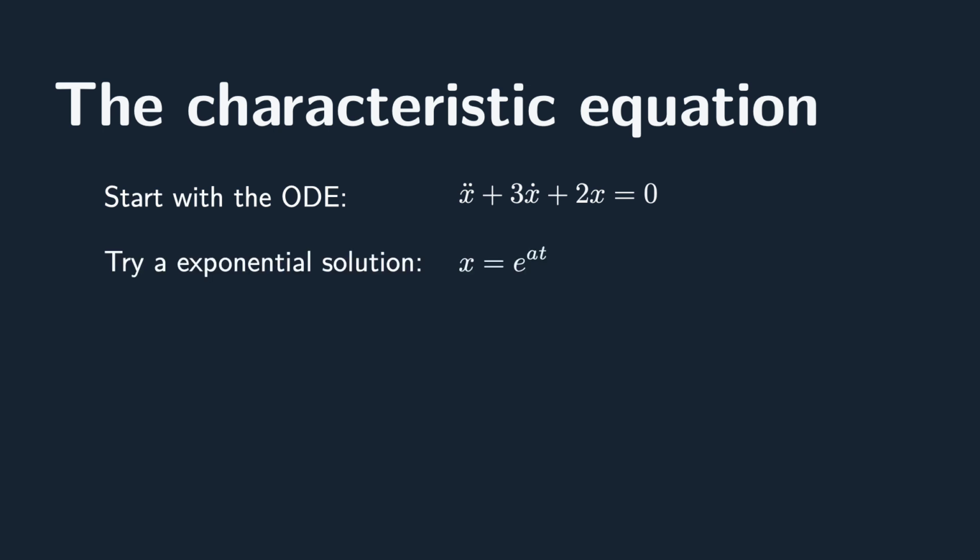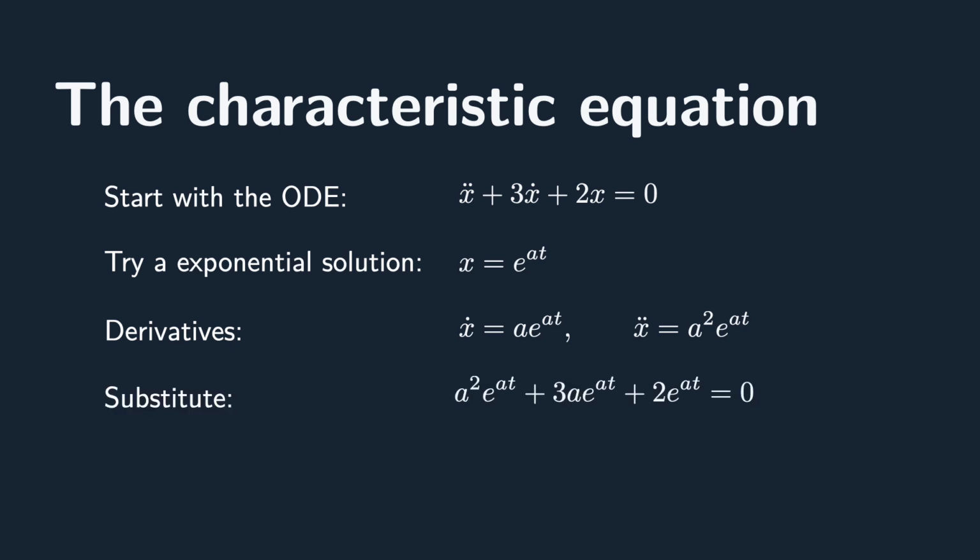Now, let's use the exponential form in a homogeneous second-order linear ODE with constant coefficients. Here, we have x double dot plus 3x dot plus 2x equals 0. Because exponential terms appear naturally in linear constant coefficient ODEs, we try a solution of the form x of t equals e to the at. When we differentiate e to the at, the exponential term stays the same, and the result is multiplied by a factor of a each time.